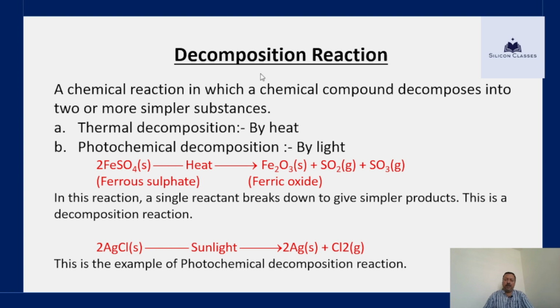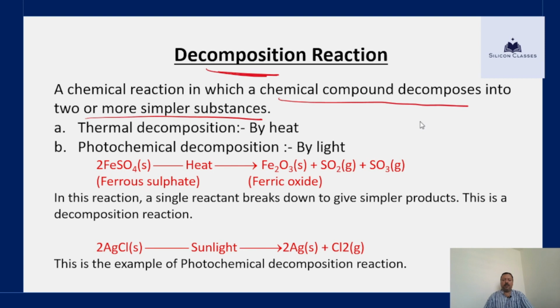Next, we are coming to a very important reaction, that is the decomposition reaction. What is the definition of a decomposition reaction? A chemical reaction in which a chemical compound decomposes into 2 or more simpler substances. Mainly the decomposition reaction takes place as thermal decomposition, which is governed by heat, and another one is photochemical decomposition, which is governed by light.